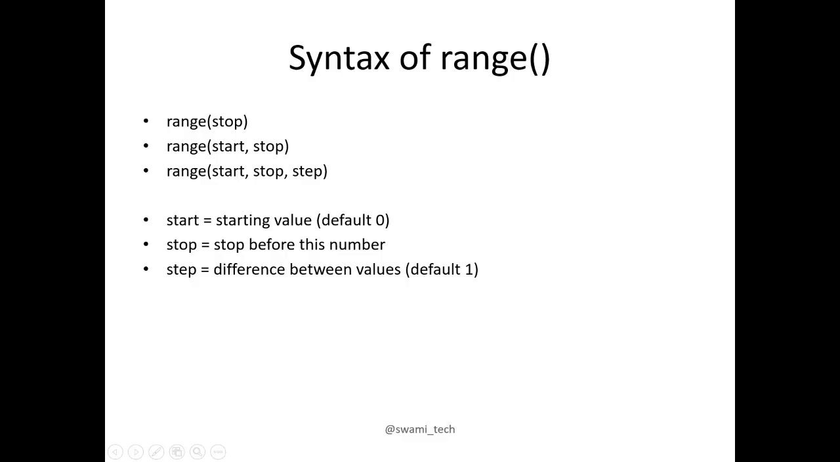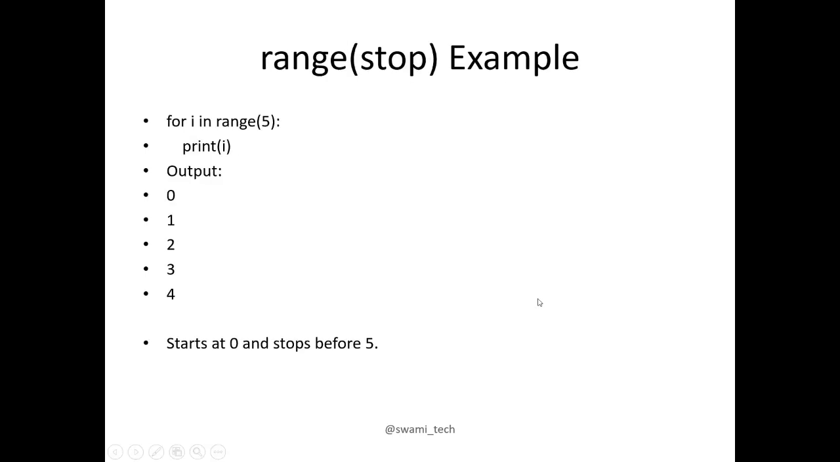So what is this basically? The start value is where the counting begins. By default, it's 0. The stop value is where it ends. But remember, it stops before this number. So that's why it's n minus 1 always. And step tells Python how much to increase or decrease each time. By default, it's 1. So let's see each example in a bit more detail.